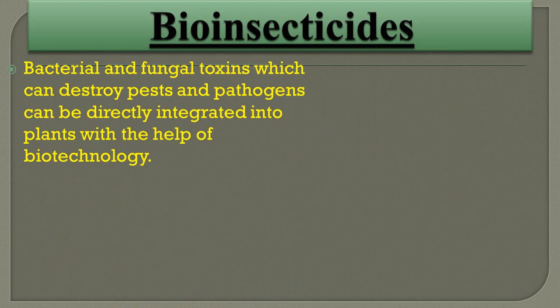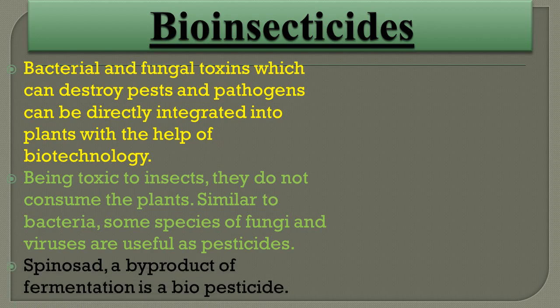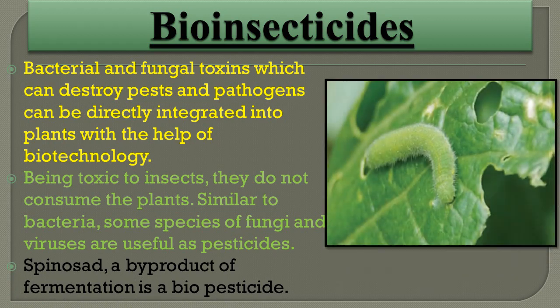Now next is bioinsecticides. Bacterial and fungal toxins which can destroy pests and pathogens can be directly integrated into the plant with the help of biotechnology, and being toxic to insects, they do not consume the plant. Similar to bacteria, some species of fungi and viruses are useful as pesticides, and spinosyn, a byproduct of fermentation, is a biopesticide.